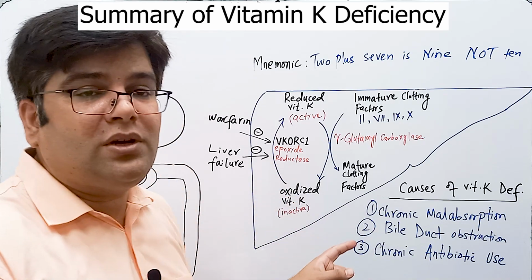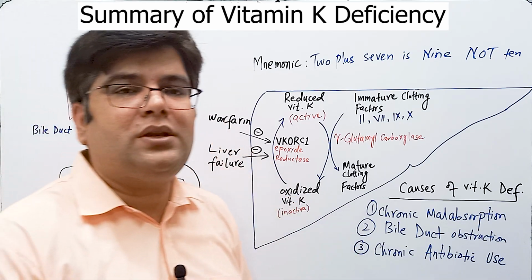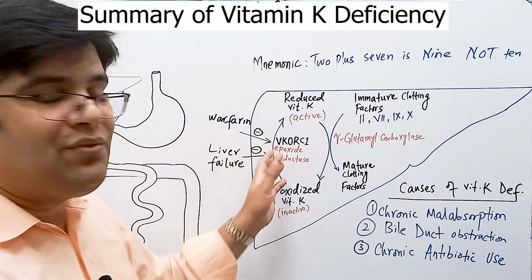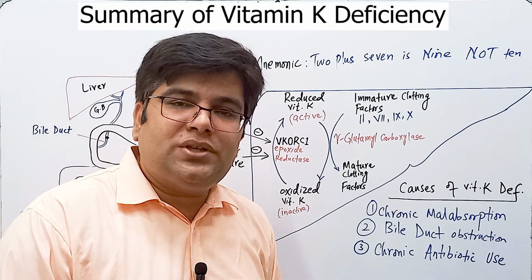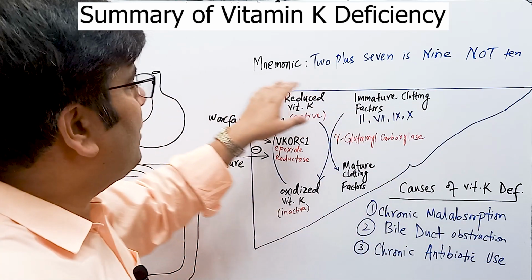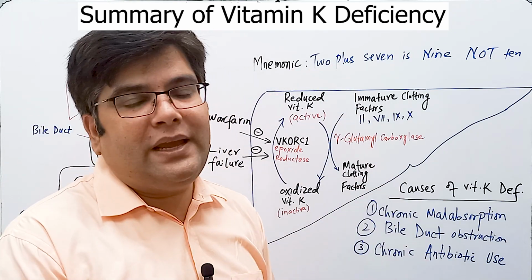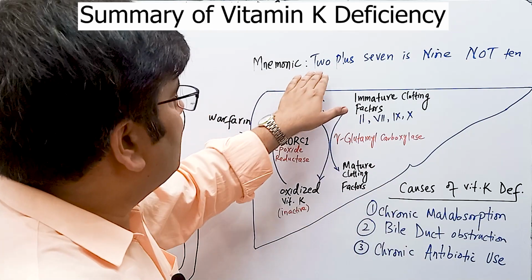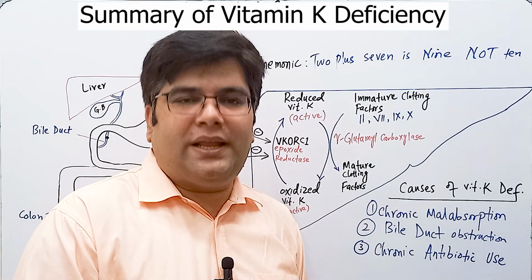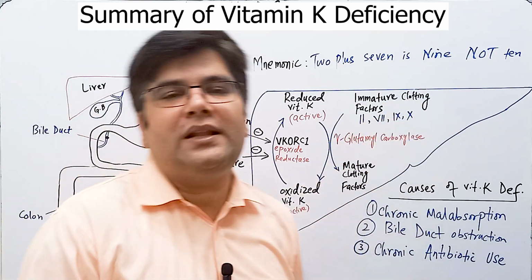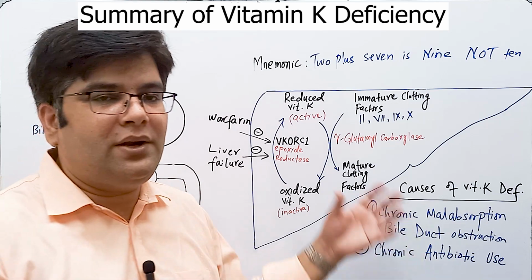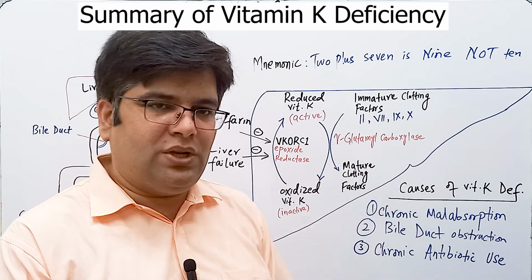For this, we need the enzyme epoxide reductase. This enzyme can be inhibited by warfarin, which is an anticoagulant, and also in case of liver disease, the activity of this enzyme will be deficient. This is an important mnemonic which can be used to memorize the names of vitamin K dependent clotting factors. 2 plus 7 is 9, not 10. So these 2, 7, 9 and 10 are clotting factors which are dependent on vitamin K for their maturation.